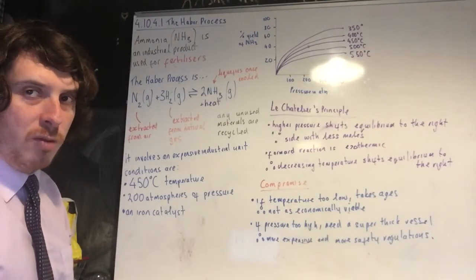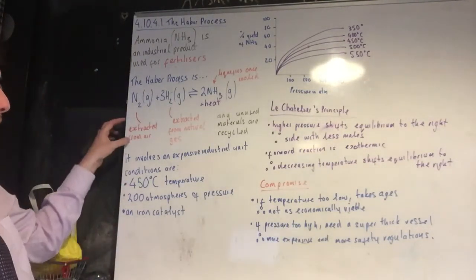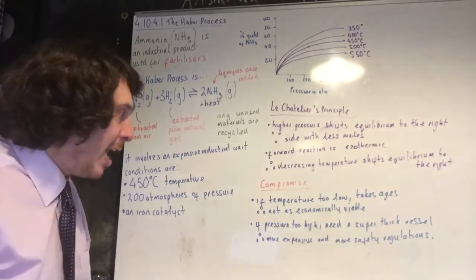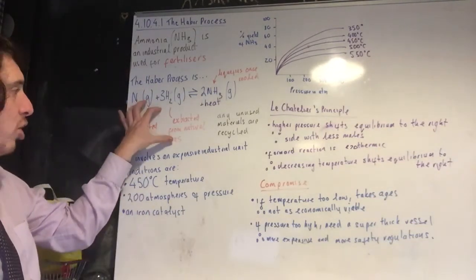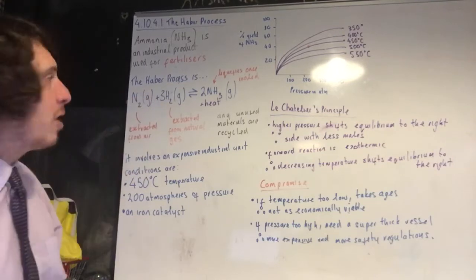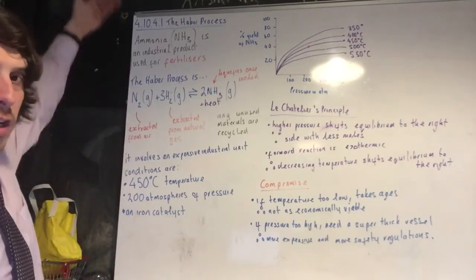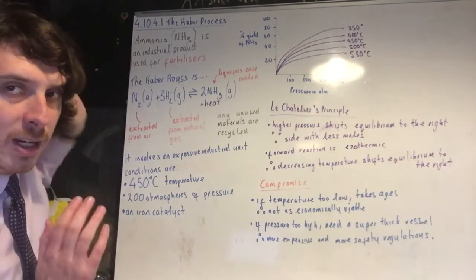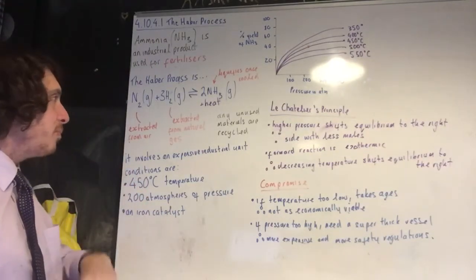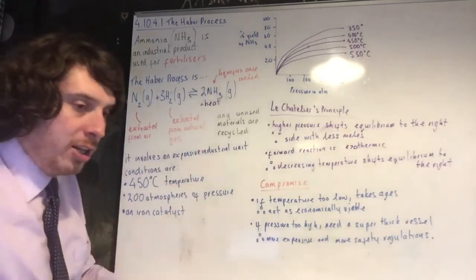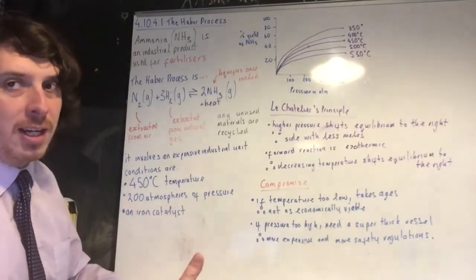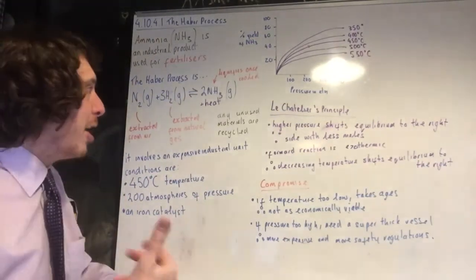Where does the nitrogen come from for this process? It comes from the air. It's extracted from the air because the air is mainly nitrogen. Where does the hydrogen come from? That's extracted from natural gas. All of that is stuff that you need to know so far. None of that is extra. Any of the nitrogen and hydrogen that doesn't react is refed back into the process to make ammonia again.